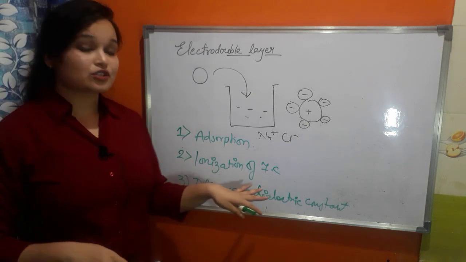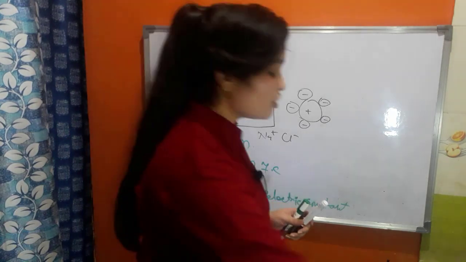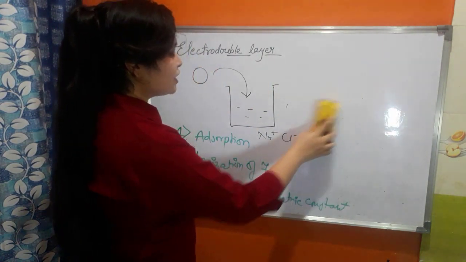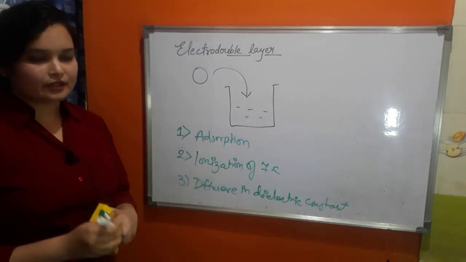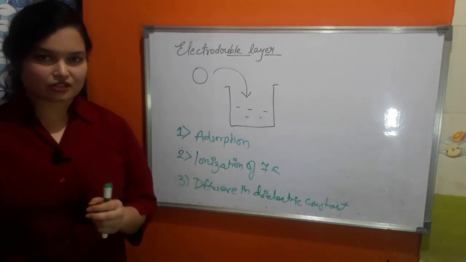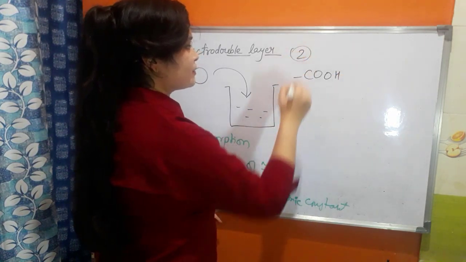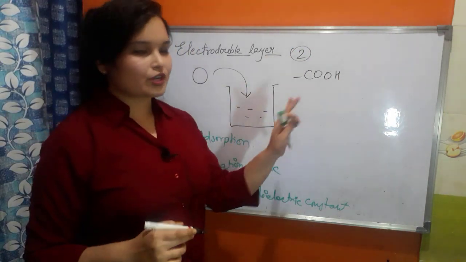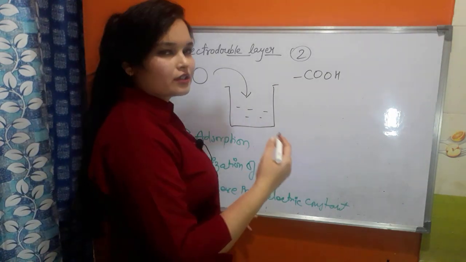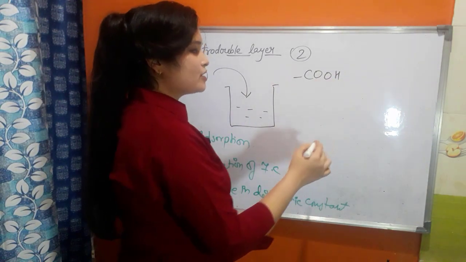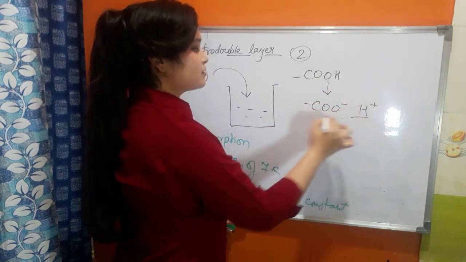Next one is ionization of functional group. As I already told you, the functional group should not be soluble in the solvent. It should be partially ionizable. Here, let's take an example of acidic functional group, that is COOH. This is the second one I'm explaining. When COOH comes in contact with water or with solvent, COOH will be ionized into COO negative and H positive.